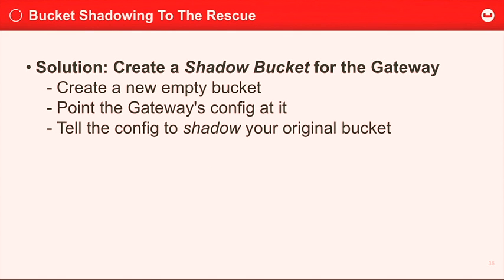So the solution we have at the moment is that we introduce the idea of a shadow bucket. So as we did earlier, you create an empty bucket for Sync Gateway. Sync Gateway owns that bucket and all of the contents in it. But you can also point Sync Gateway at your existing bucket, and it will shadow your existing bucket, but without modifying the documents there, by adding the sync metadata and adding user records and role records.